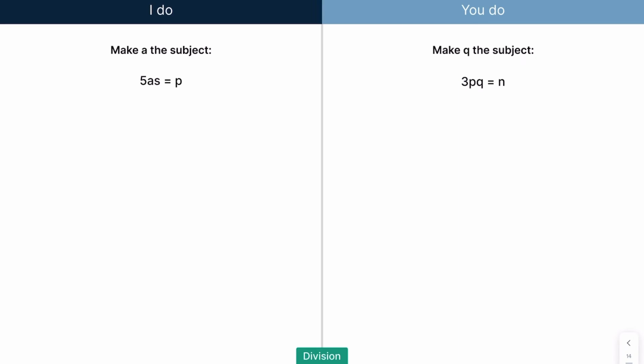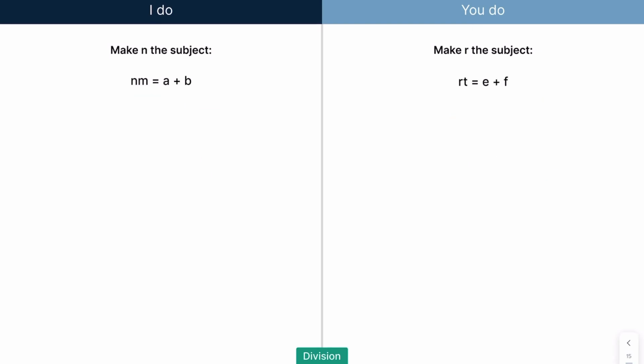Moving on, we've been asked to make a the subject, but it's being times by 5 and s. We can get rid of both of them in one go. We could just divide this side by 5s and this side by 5s. And that means a is equal to p over 5s. Okay, and on the right, we have been asked to make q the subject. So we need to get rid of 3p. They're being multiplied together, so we can just divide this side by 3p, this side by 3p, and you end up with q is equal to n over 3p.